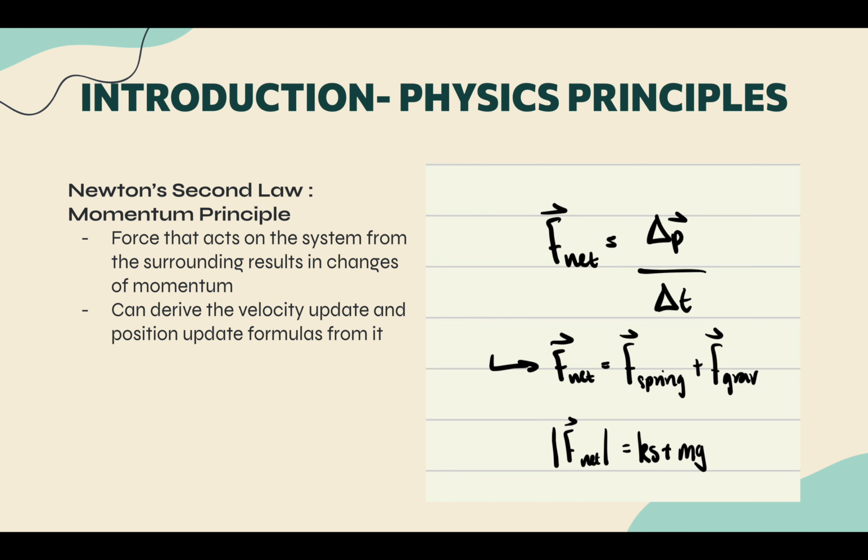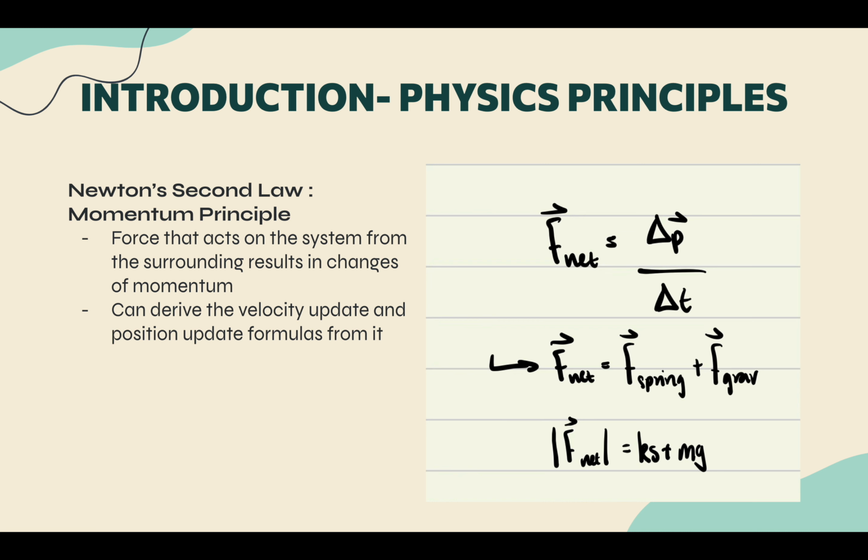One of the two main physics principles for this lab is Newton's second law, or the momentum principle, which states that the force that acts on the system from the surroundings results in changes with momentum. We can see the equation for it here, and in our case specifically, we know that the net force will be equivalent to the spring force plus the gravitational force. So the magnitude of the net force is equal to Ks plus mg, where K is the spring constant, S is the distance, m is the object's mass, and g is gravity, or 9.8 meters per second squared.